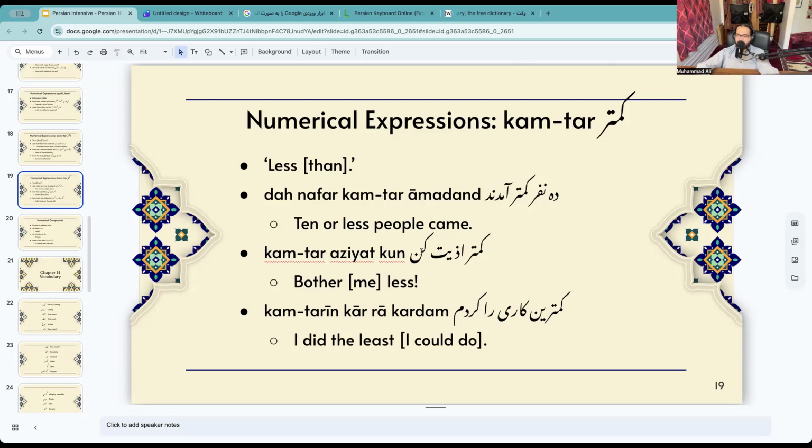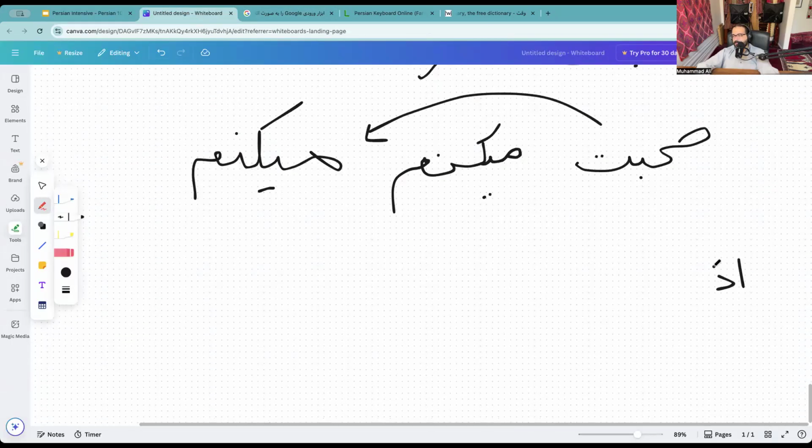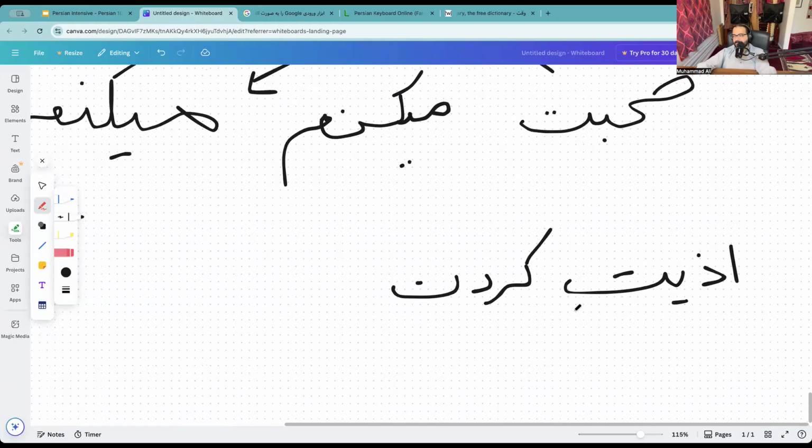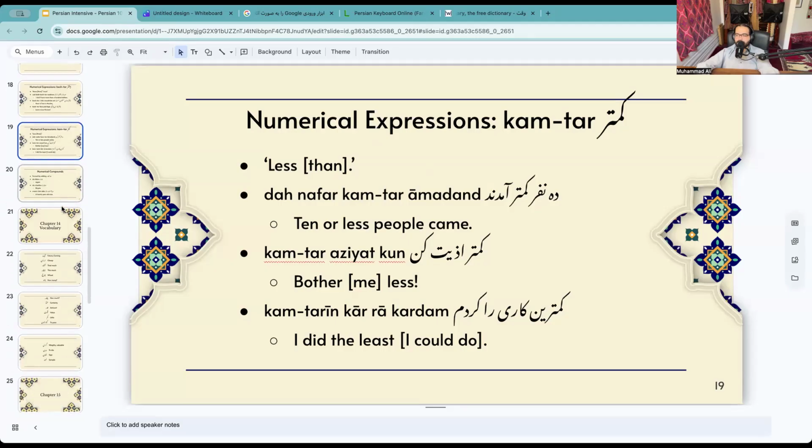Kamtar aziyat kon. The verb here is aziyat kardan, which means to bother. And then kon is the stem, which is also used as the imperative. So kamtar aziyat kon means bother us less. Or me specifically, but us as well. It just says bother less, literally.